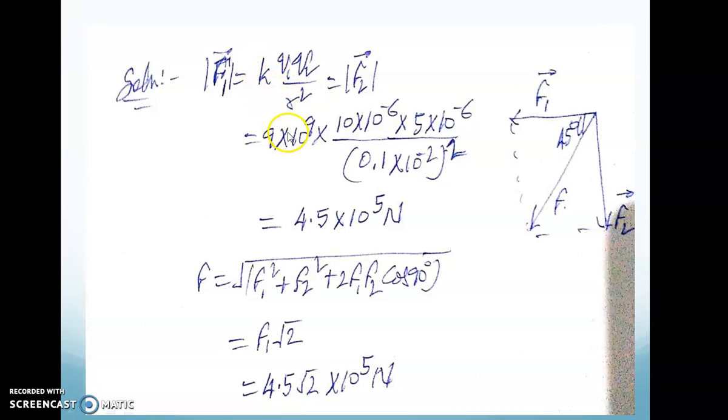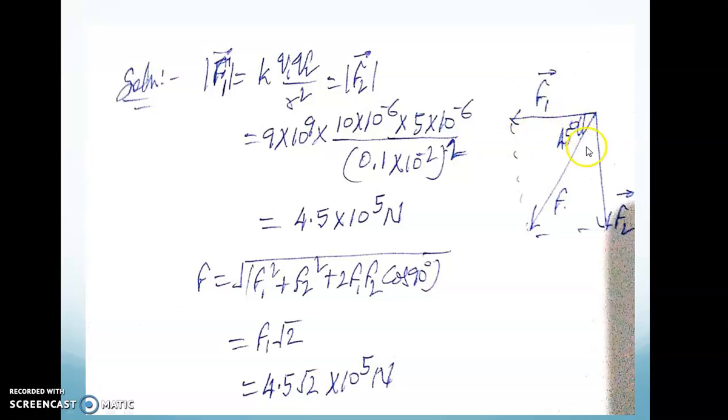Now K means 1 by 4 pi epsilon naught, 9 into 10 to the power 9. First charge is 10 microcoulomb, 10 into 10 to the power minus 6. Second charge 5 into 10 to the power minus 6 divided by the square of the distance. So that distance is 0.1 centimeter. We should convert it into meter so we can get the value in the SI system. After calculation, this value becomes 4.5 into 10 to the power 5 Newton.